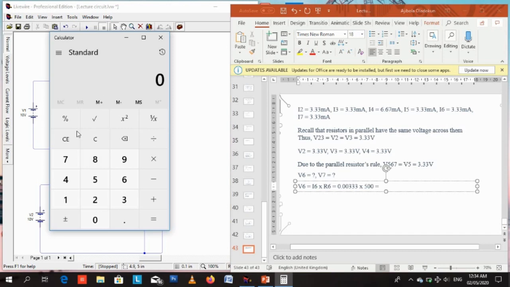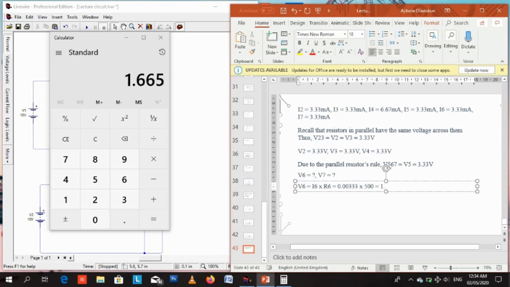If you multiply that together, I6, the current, multiplied by R6, the resistance, from Ohm's law, 0.00333 multiplied by 500 ohms equals 1.667 volts. So that is V6.